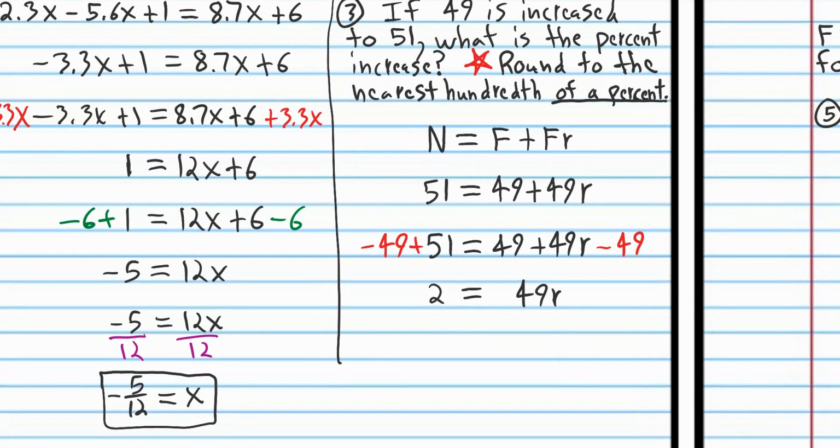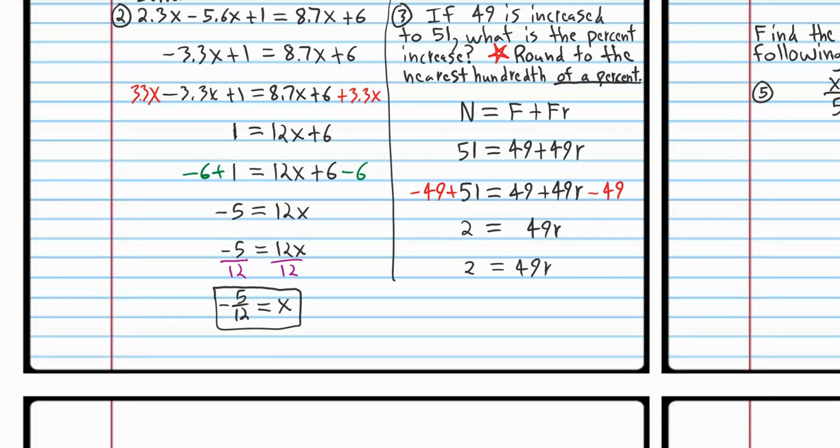All right, so we're going to rewrite the equation again to perform the second step. Again, we have to preserve the result of our previous step. So now r is equal to whatever 2 divided by 49 is. So let's do that on the calculator. 2 divided by 49 is a decimal that just keeps going on and on. So notice here it says round to the nearest hundredth of a percent. So we're going to round, but first, before we round, we have to change it to a percent.